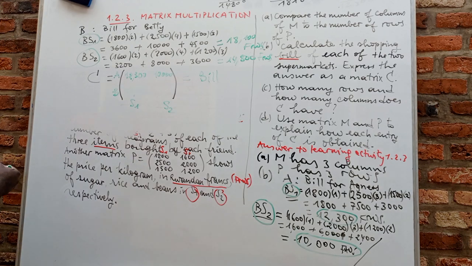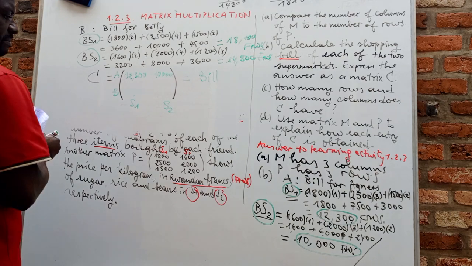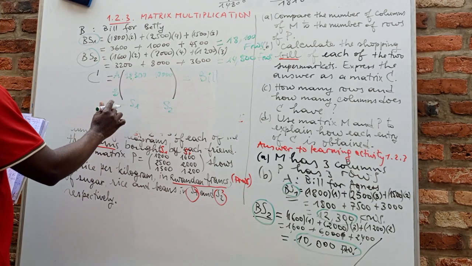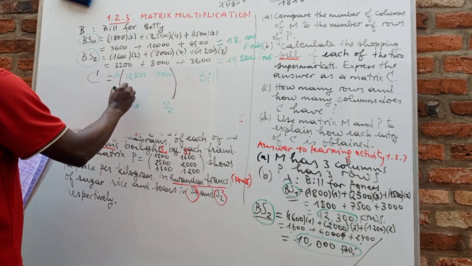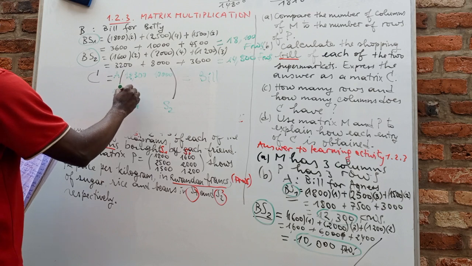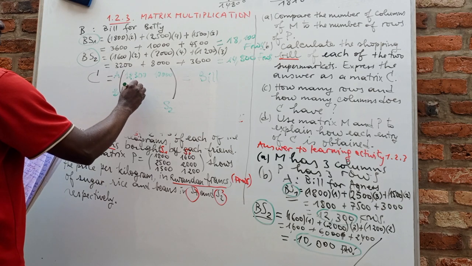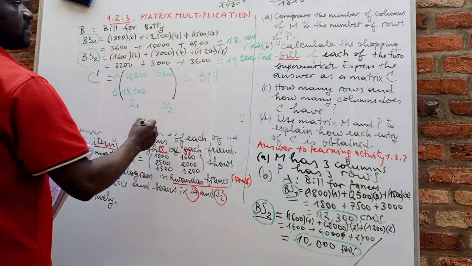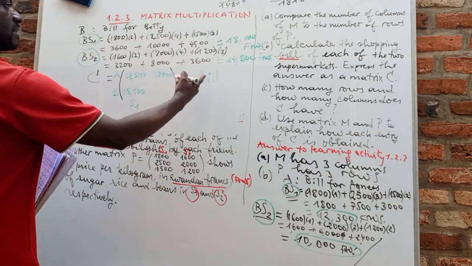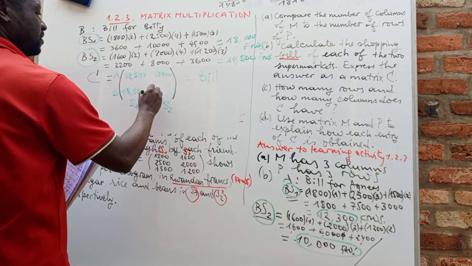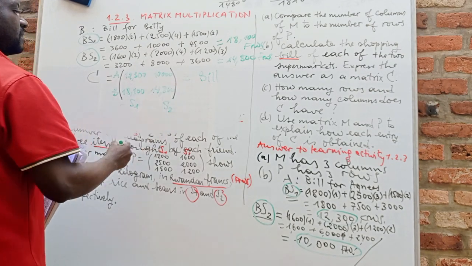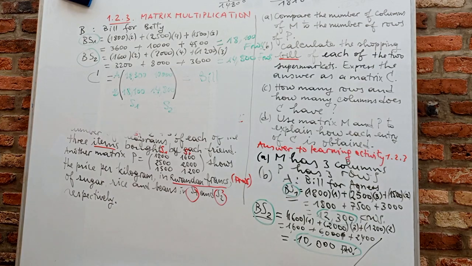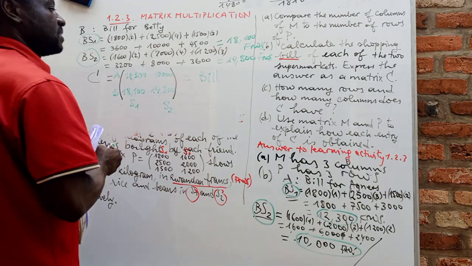Okay. What about Betty? For Betty we have 18,100 drinks in the first supermarket. In the second supermarket you have 14,800 drinks. That is how the B matrix looks.